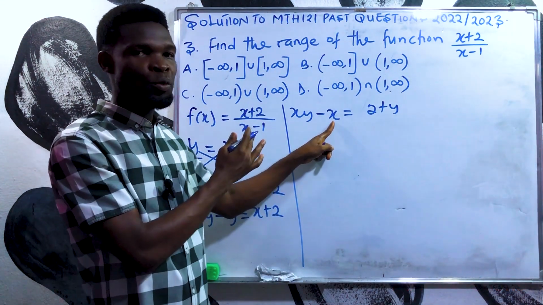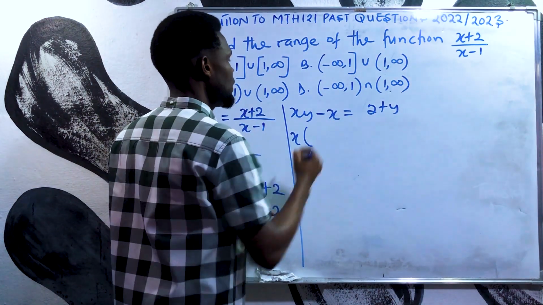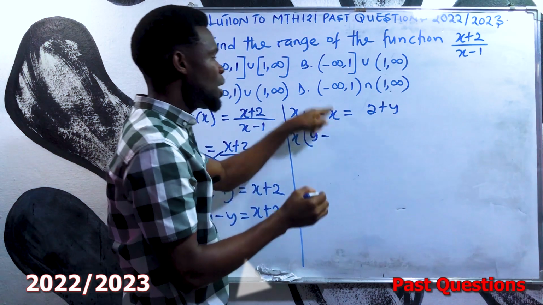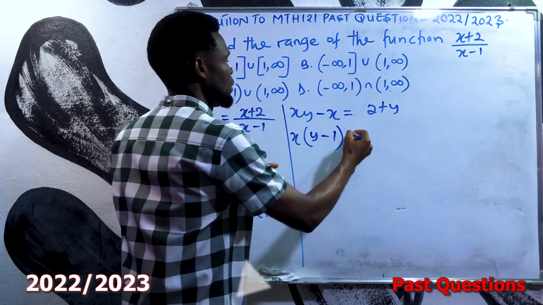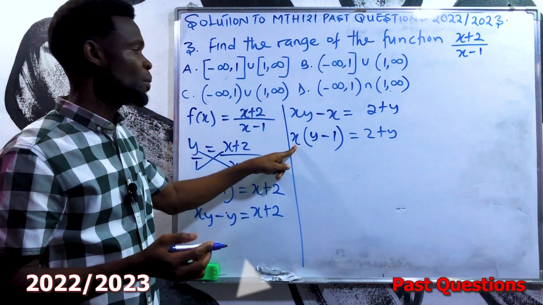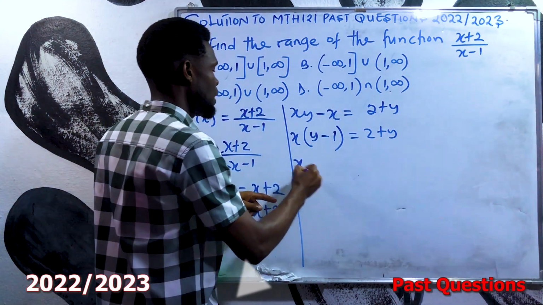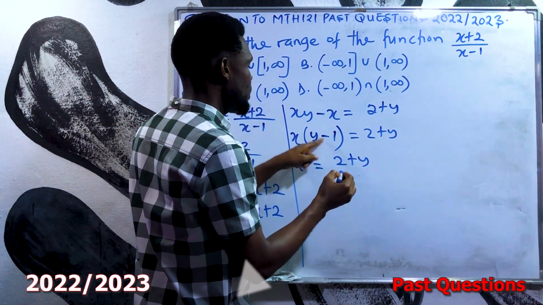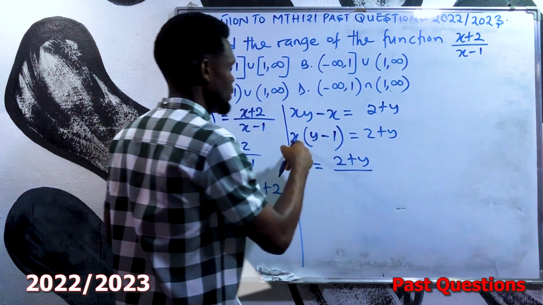I'll factor out one x. So look at it here. When I do that, what I'll be left with here will be y, then minus. Having factored out x, I'll be left with 1 equals to 2 plus y. I'm looking for x. So make x the subject now, meaning that x will be equals to 2 plus y minus y minus 1. That will be all over this x.